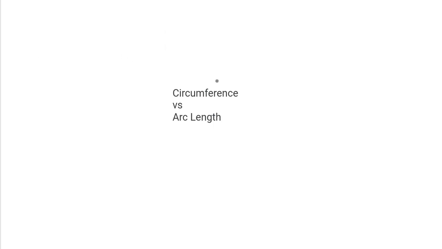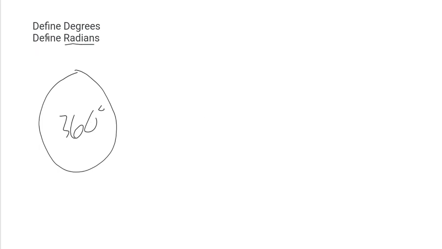Math time with Mr. G, and we're going to do some more circumference versus arc length. So the first thing is, if we have a circle, this is 360 degrees. But why? The reason behind it is just some ancient Greek liked the number 360, and we've just all agreed to it over thousands of years. This is why we created the term radians. So a radian is a radius of 1 in a circle.